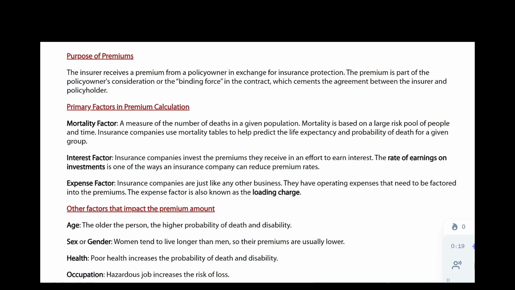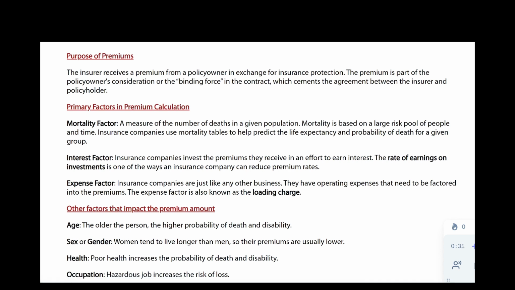Mortality factor, a measure of the number of deaths in a given population. Mortality is based on a large risk pool of people and time. Insurance companies use mortality tables to help predict the life expectancy and probability of death for a given group.